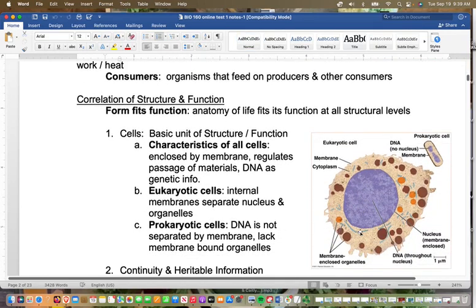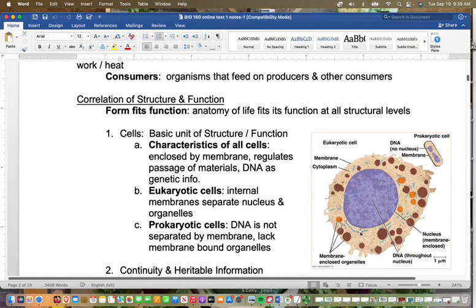So when we look at structure and function, they say form fits function. The anatomy of life fits its function at all structural levels. So all anatomy is going to have a function. There aren't parts that are out there for no reason. We may not understand the reason, we may not understand it well, but so far everything that we have does have a reason for that part being there.